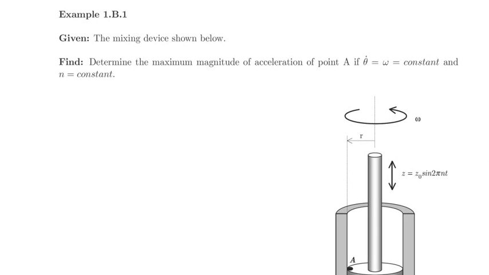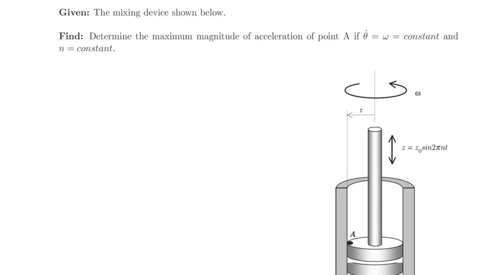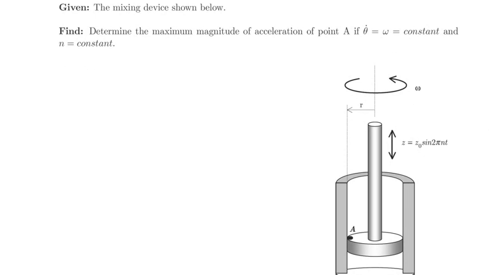Alright, so in this example we have a simple mixing device which basically consists of a plunger which is rotating and moving up and down. And we're asked to find the maximum magnitude of acceleration of point A on the outer perimeter of this mixing device if theta dot is equal to omega is a constant and n, this quantity that's inside the vertical position of this, is also a constant.